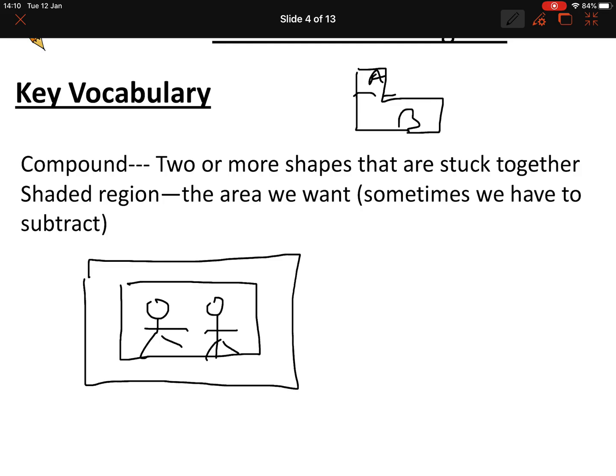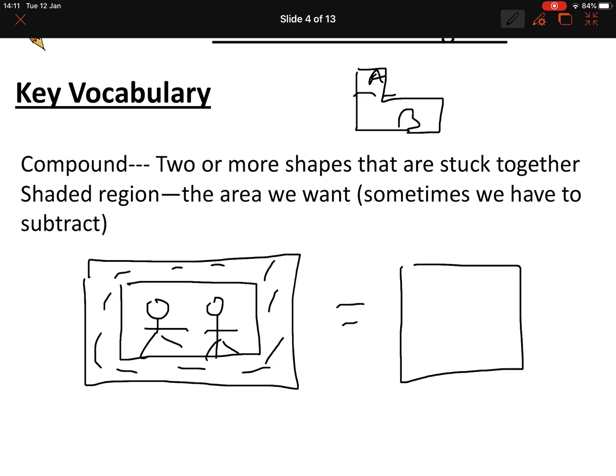That could be 2 people, someone who's a good friend of yours. Now, if your friendship disappears all of a sudden, then you might need to remove the picture from the frame, leaving you with just this shaded bit. So to work out the area of the shaded bit, you would need to subtract the area of the little rectangle from the big rectangle.